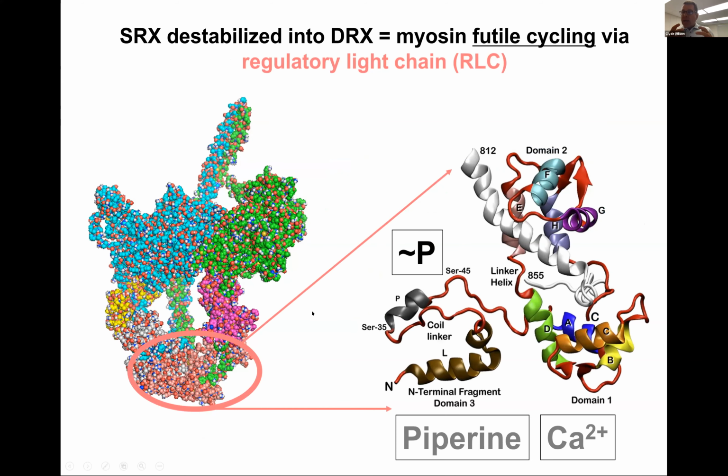So this regulation of the superrelaxed state, or destabilizing it to increase resting metabolic rate, occurs here in the regulatory light chain. So here's an expanded view of a model of the regulatory light chain structure on myosin, which is the white coil here coming through the regulatory light chain. And I placed phosphorylation, Hipporine, and calcium very approximately in their interaction points, where they're converging on this regulatory light chain to change its conformation to destabilize myosin.